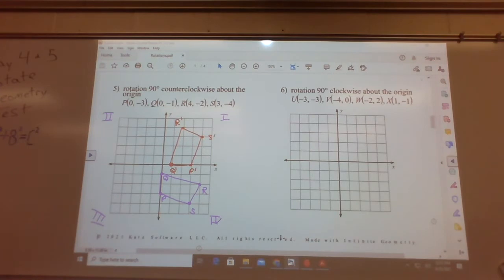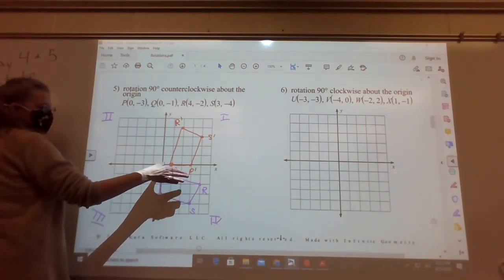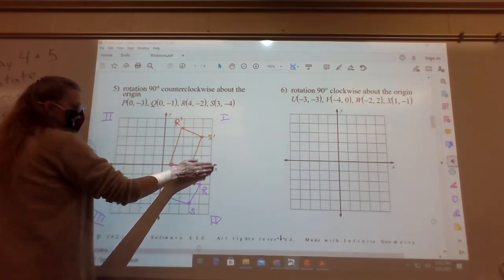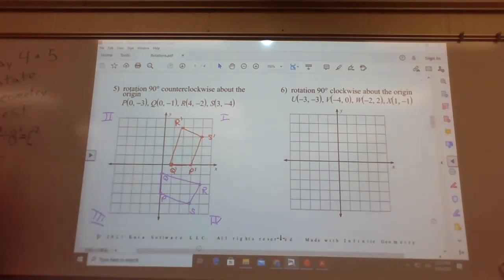So like I said, I was here. Here's my turning point, so it's going to spin around. It's going to end up here. We good on 5? Let's look at 6.